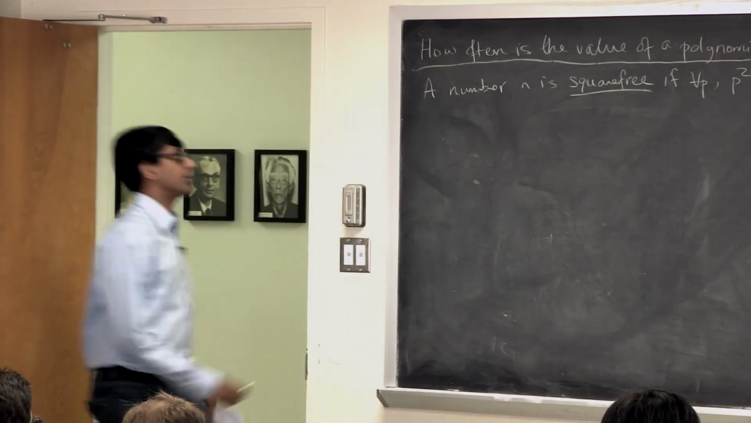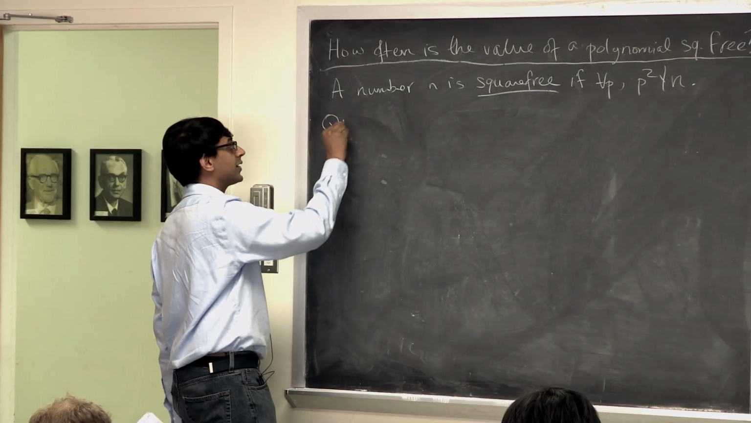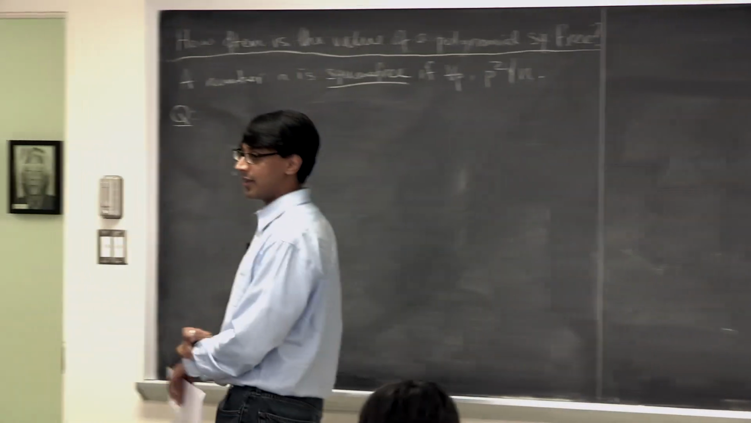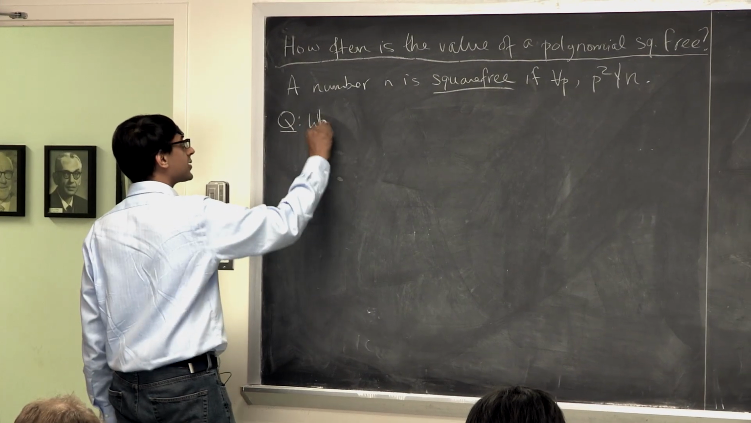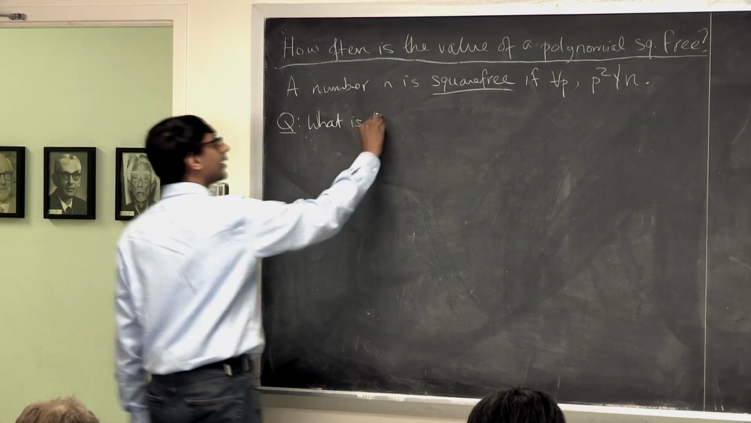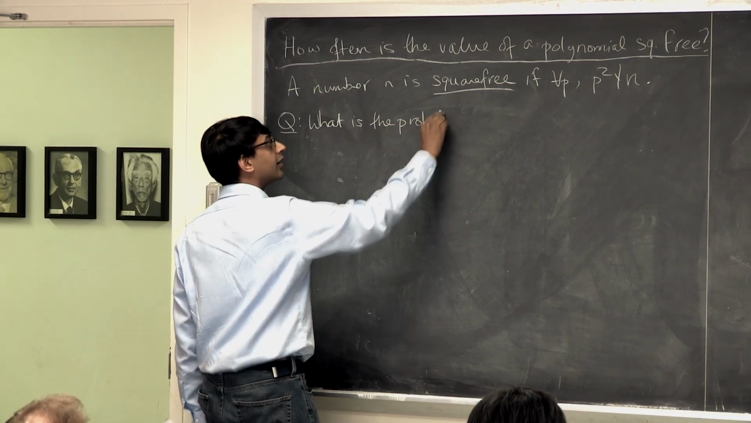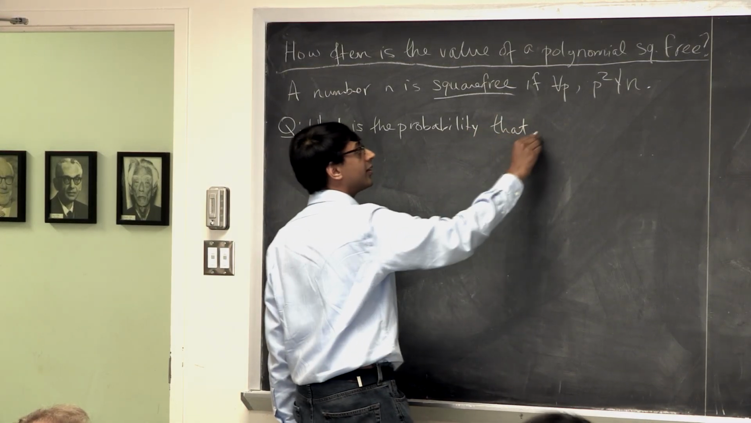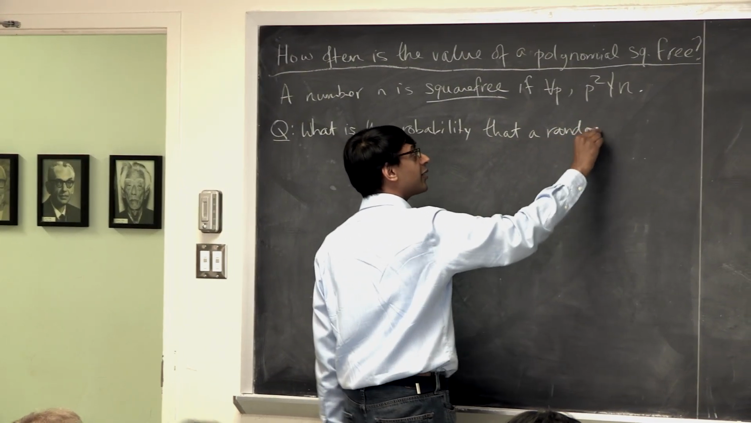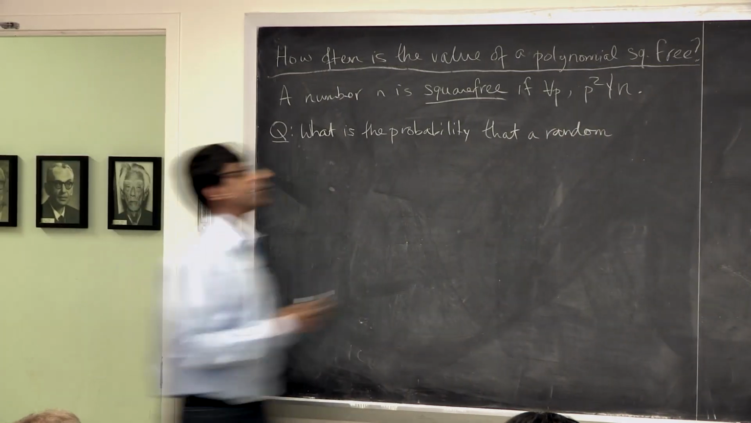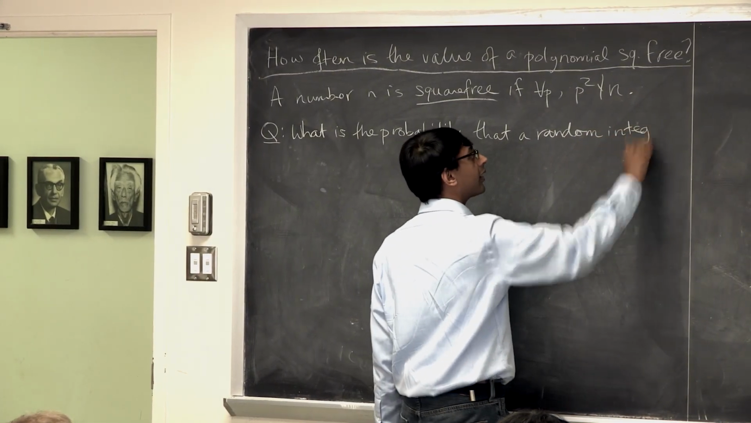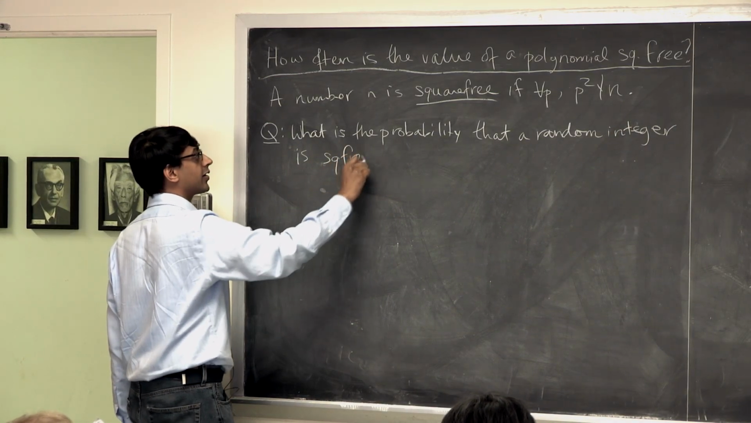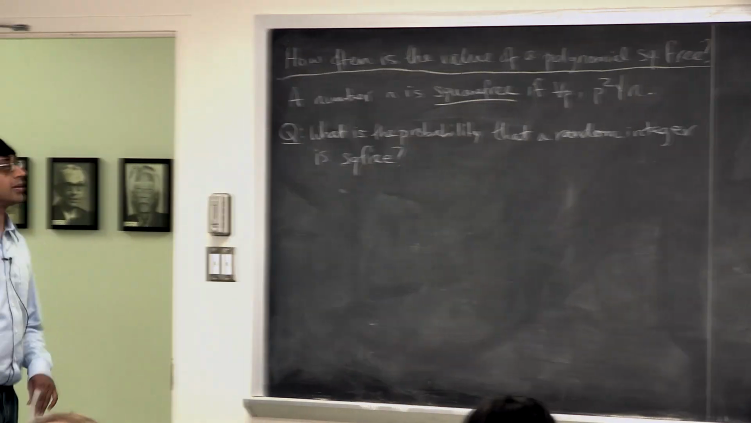And so one question that you might immediately ask before you even think about polynomials is, if you pick a random integer, what's the probability that it's square-free? So the question is, what is the probability that a random integer, whatever that means, I'll say what I mean in a second, is square-free? If you pick an integer at random, what's the probability that you get something square-free?